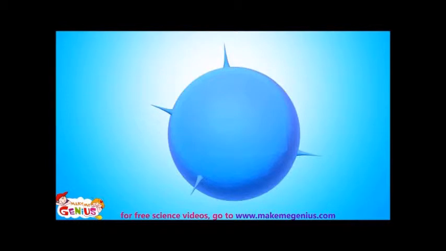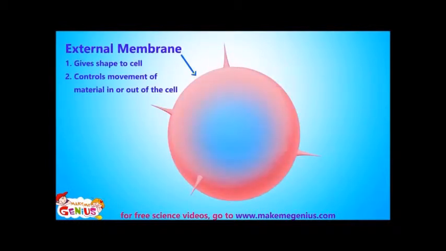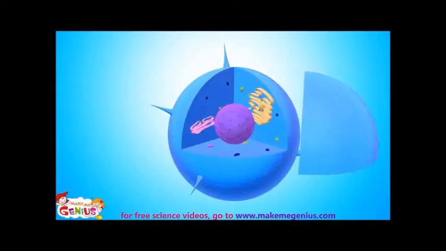Each cell is surrounded by an external membrane which gives shape to the cell. This membrane allows certain substances to pass through it, thus controlling movement of material in and out of the cell. Oxygen and nutrients can pass in, and carbon dioxide and other waste material can come out of the outer membrane. The cell is filled with a jelly-like substance called cytoplasm. All organelles float in cytoplasm.